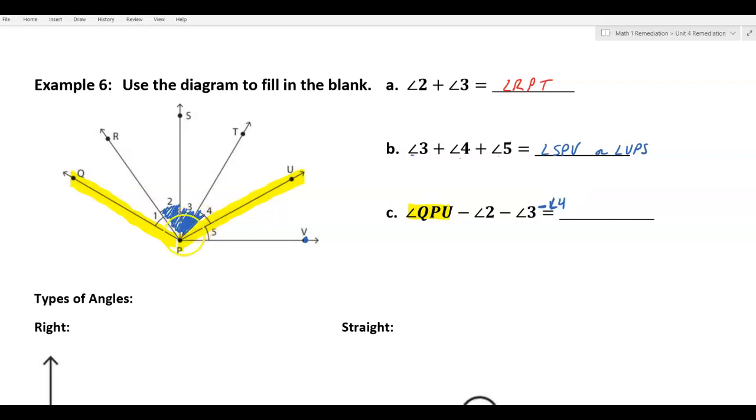If I subtract angle 4 also, if I subtract these three angles, what angle did I not shade in? I did not shade angle 1 in, so angle 1 is what I have remaining. So this would be angle 1, or you can name it angle QPR, or angle RPQ. Okay, so know the difference of when to add and when to subtract.